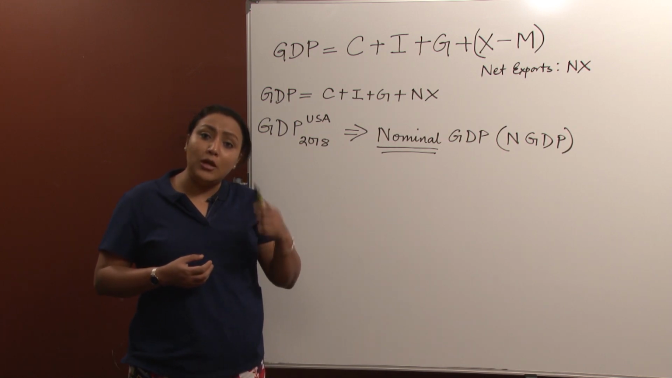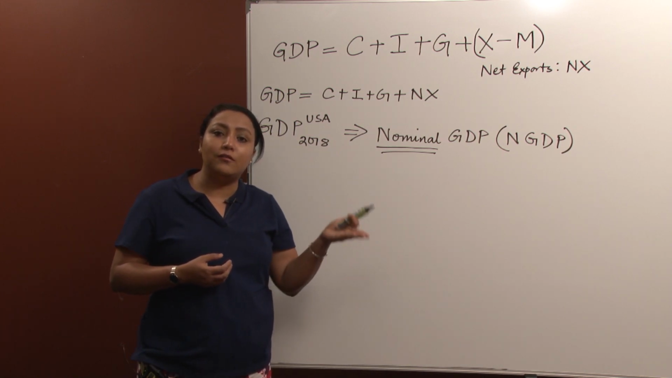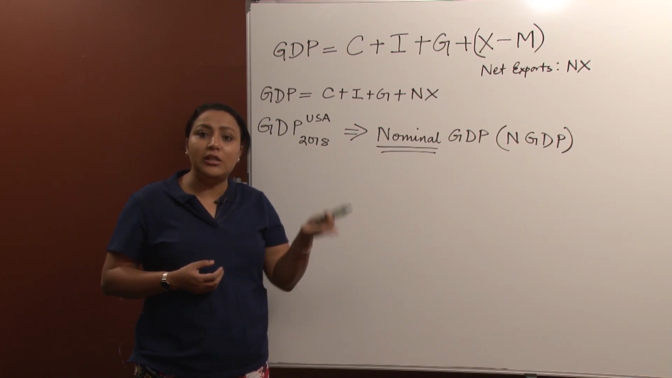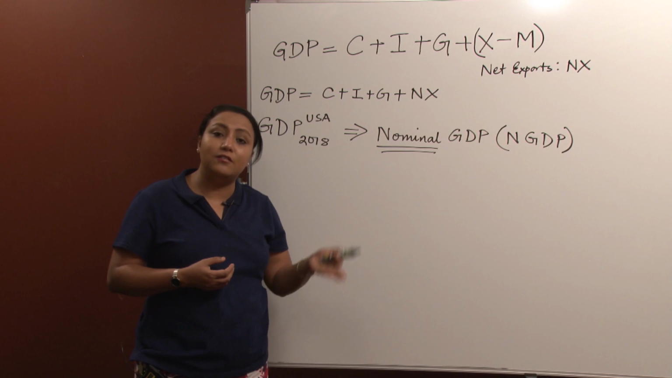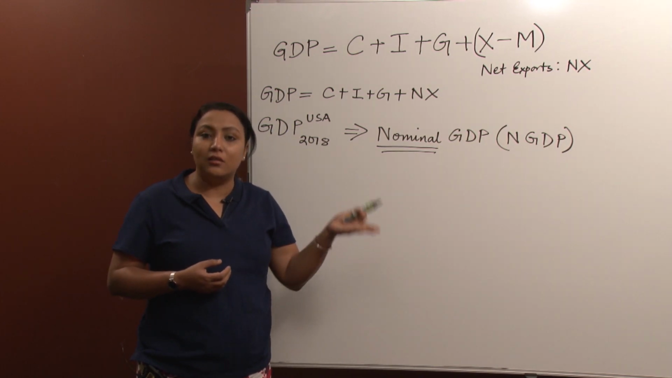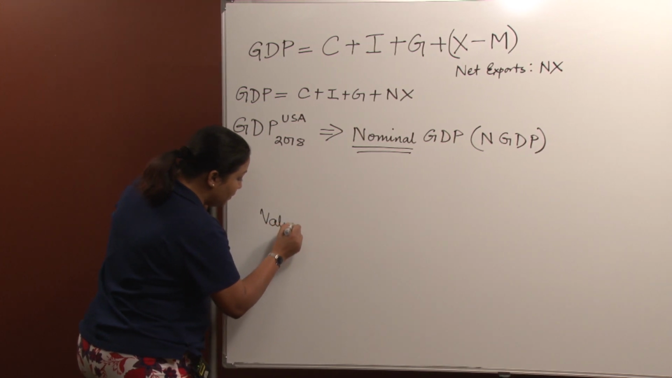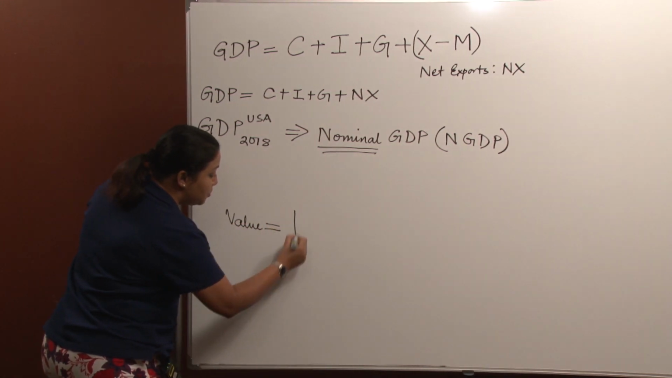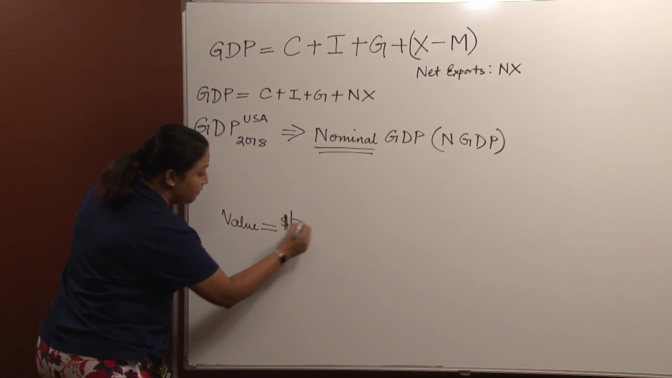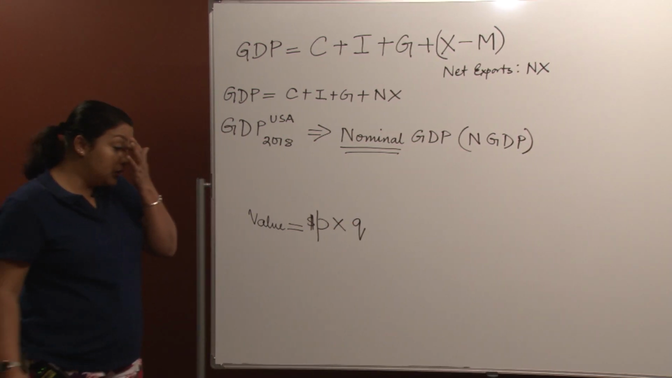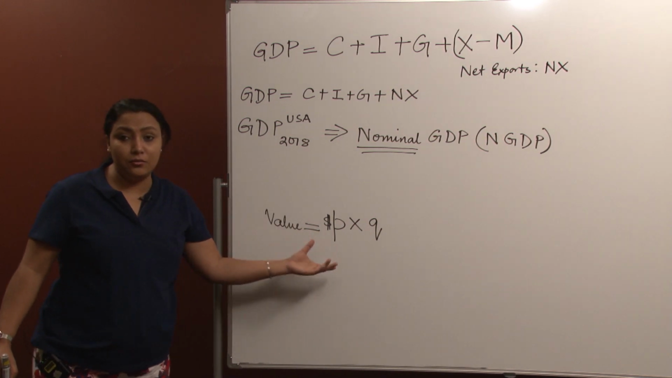Now, if I had 3 pens like that and I said what is the value of those 3 pens, then you would just do 3 times $10 and you would say the value of those 3 pens are $30. So, basically value implies price in dollars times the units of the good that were sold, that is quantity. So, that gives me value.